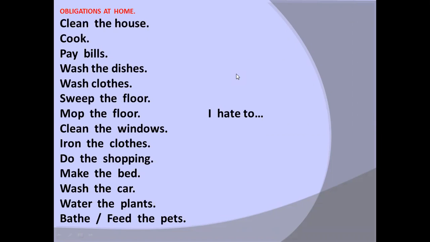Remember, when you are using this expression, I hate to, the pronunciation has to be different. The pronunciation changes in the intonation. Aún la entonación cambia un poco. Es así como de enojo. I hate to pay bills. I hate to wash clothes. I hate to iron the clothes. I hate to bathe the pets. I hate to cook. So when we use this expression, remember, you need to change the intonation.